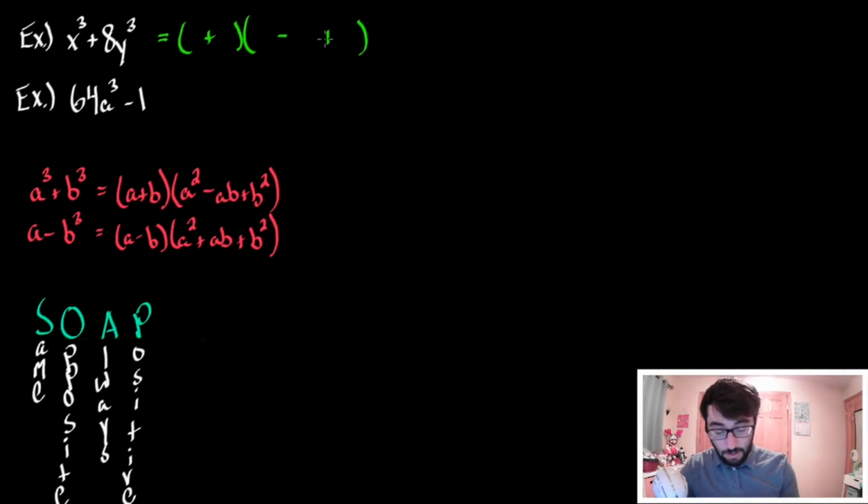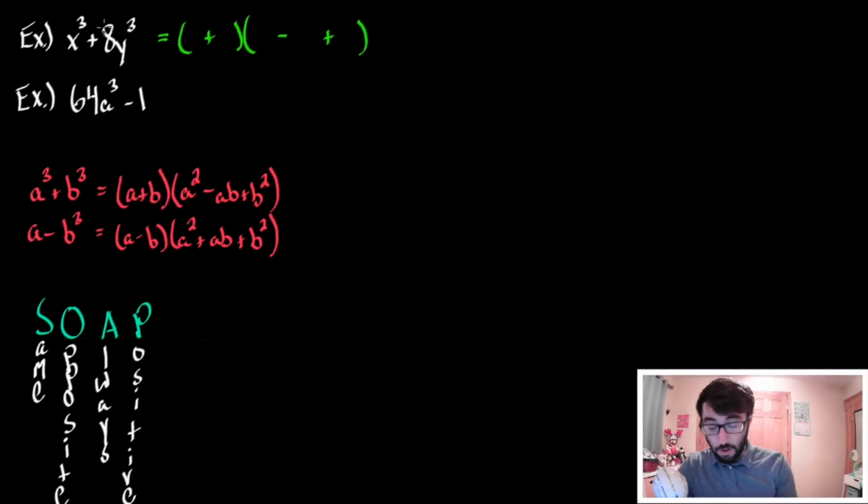And the last one is always positive. So we're going to have plus and then minus and then plus. Now, how do we get those two terms? Well, in difference of squares, we had to take the square root of each term. Well, in sum and difference of cubes, we have to take the cube root of each term.